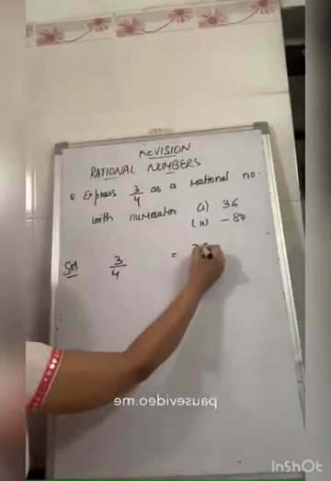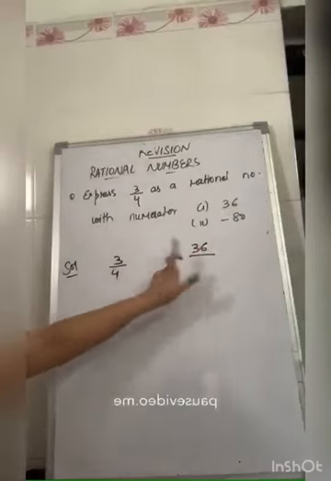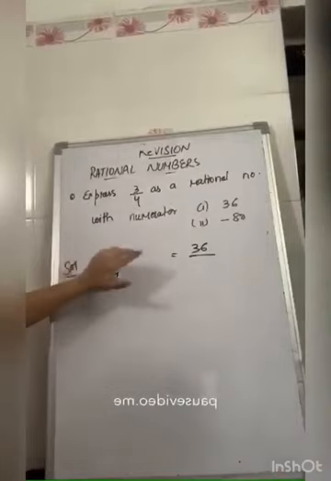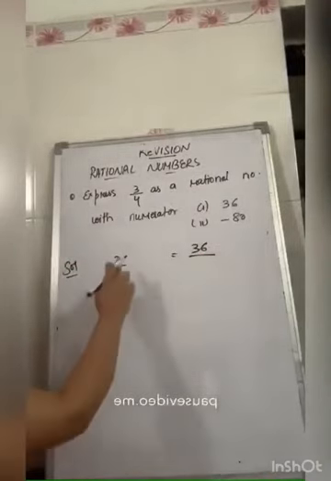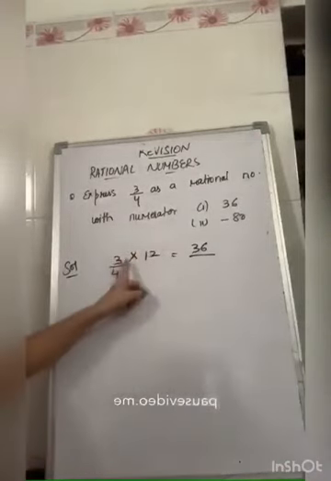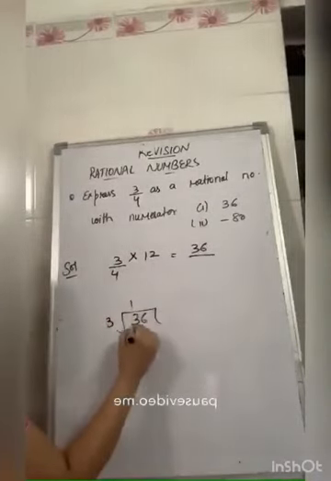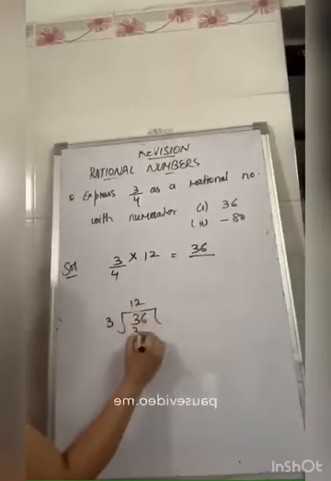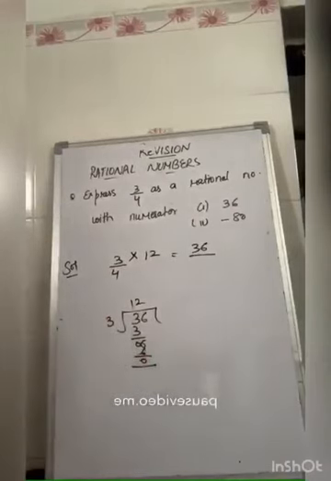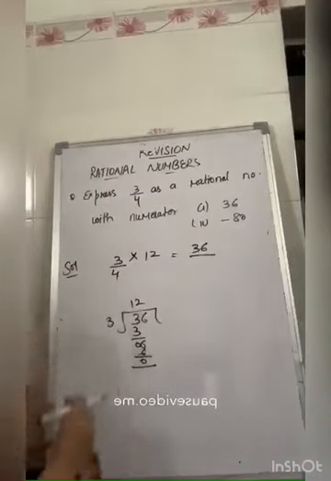Now see the relation between 3 and 36. What we have to do so that we will get 36 in the numerator? We have 3. We can see that if we multiply 3 with 12, we get 36. How do we get this 12? On dividing 36 by 3 we get 12. Right? So it means when we multiply 3 with 12 we get 36.